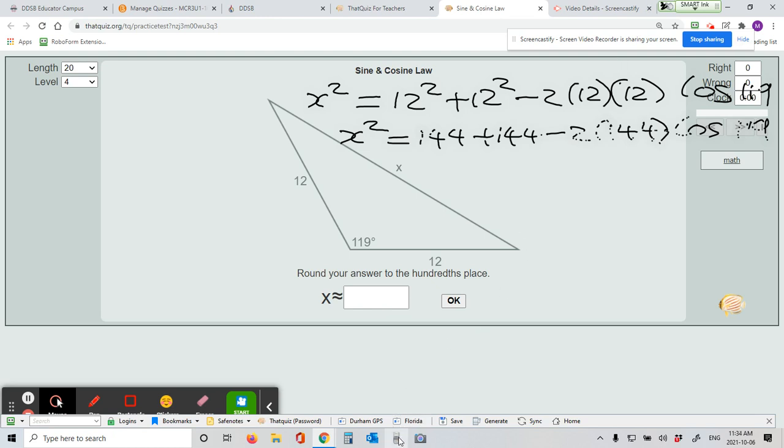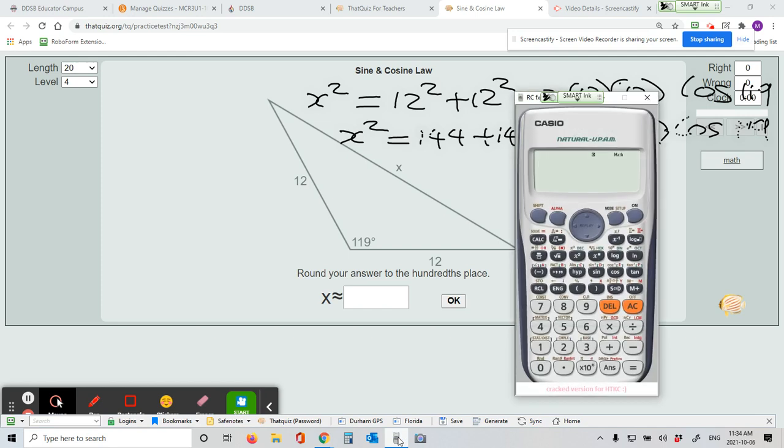And again, please make sure you're in the right mode. So 12 squared plus, and I'm putting it in exactly the way it looks, 12 squared minus 2 times 12 times 12, or 2 times 144, times the cosine of 119. Okay? Let me just scroll through all of this so you can see what I just put in. 12 squared plus 12 squared minus 2 times 12 times 12, cosine of 119.